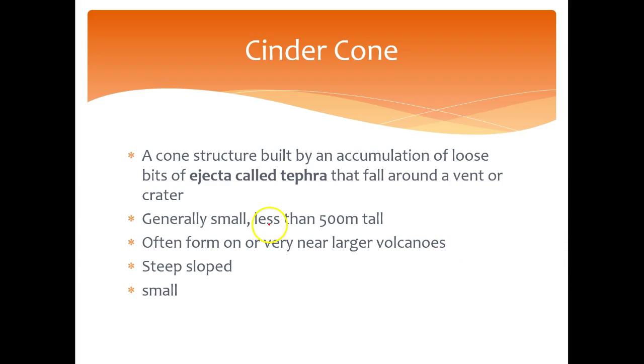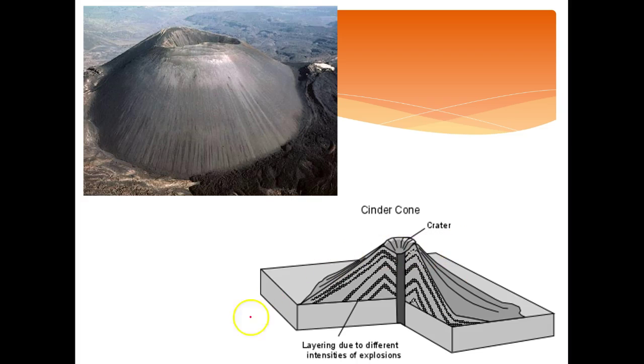Anyway, they're going to be less than 500 meters tall. Obviously, the piles that you're going to pass going to Pitt aren't made of the same thing, but I just wanted you to get that shape in your head. And a lot of the time, they'll actually form near other volcanoes, but they're much smaller. And here's a picture of one.